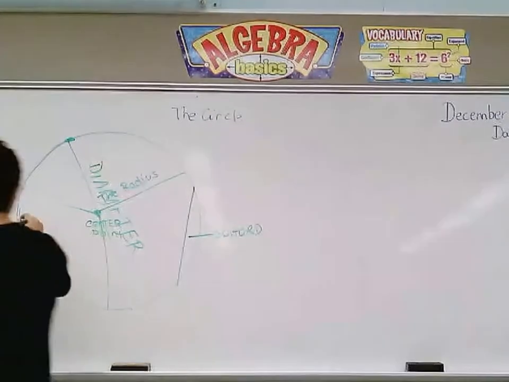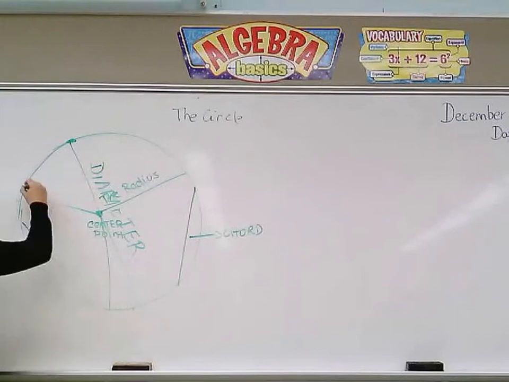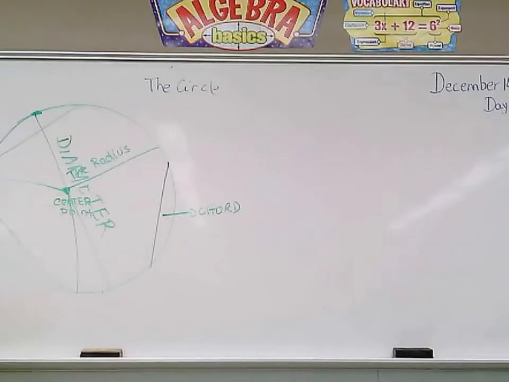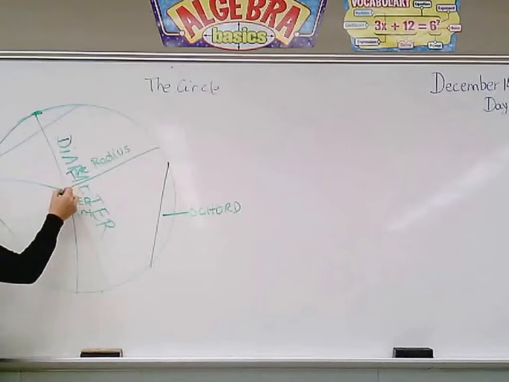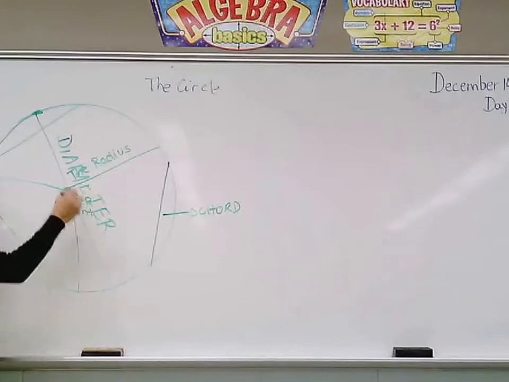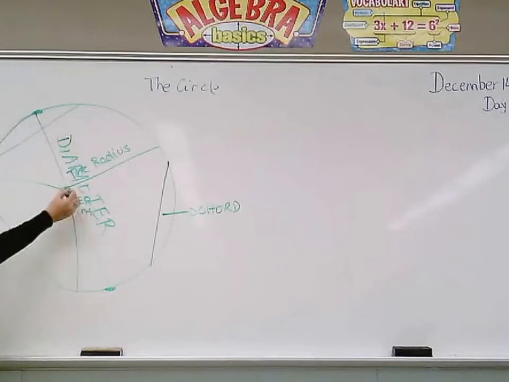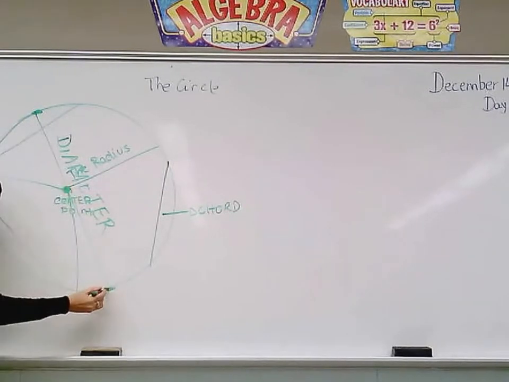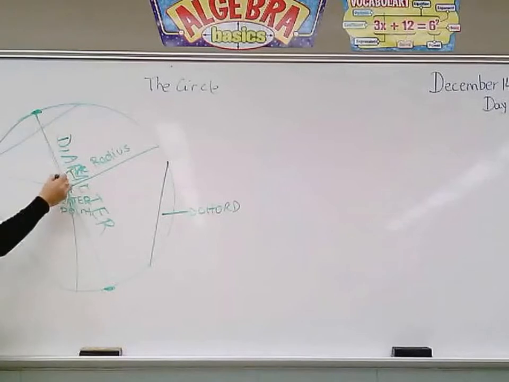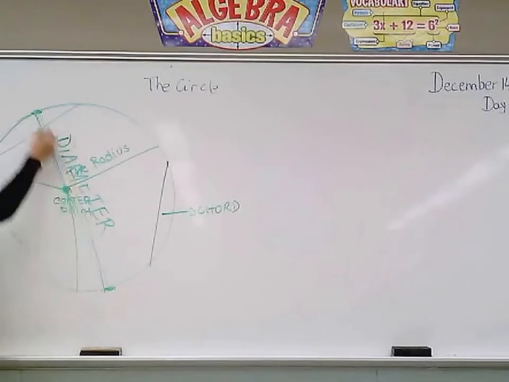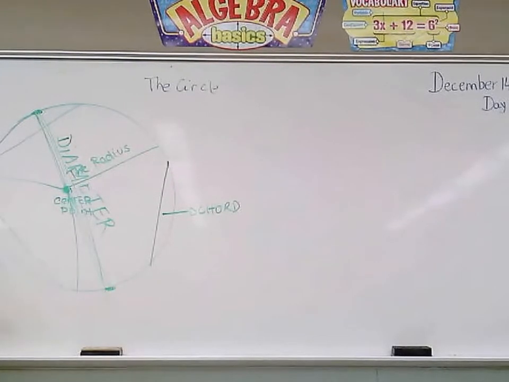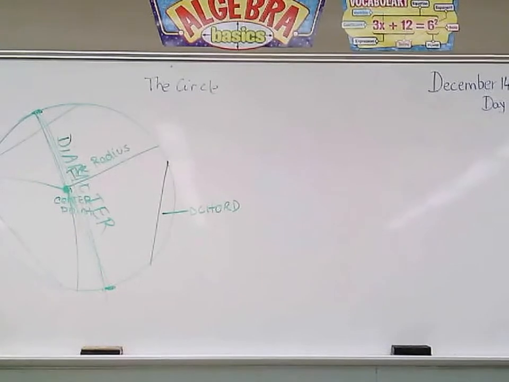There could be a chord here. Could be a chord here. As long as it doesn't go through the center point, it's a chord. If it goes from the center to the edge, it's called the radius. If it goes from one side through the middle all the way to the other side, which means that I have almost two radiuses, right? Or I actually have two radiuses combined, becomes the diameter.